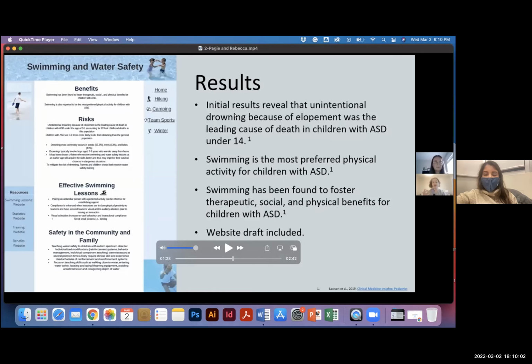I feel like we can make these bullet points shorter. Instead, we don't have to say "initial results reveal." What's your main takeaway of your first bullet point, in short point form, that you want everyone to take away in the story? So I would start even here: unintentional drowning leads to what?